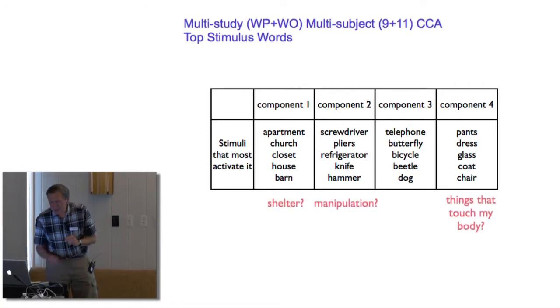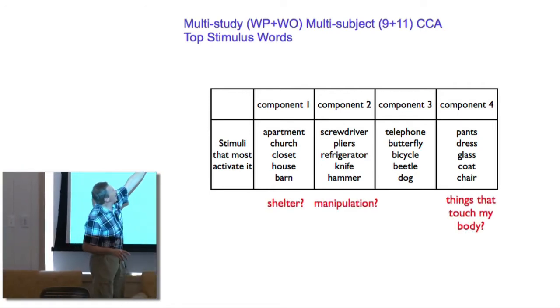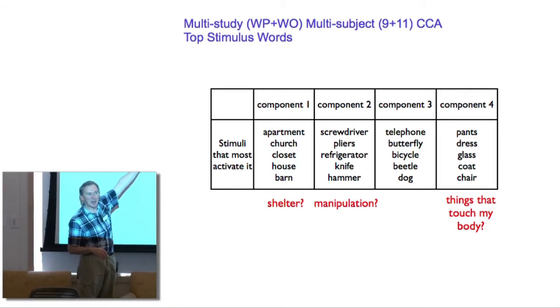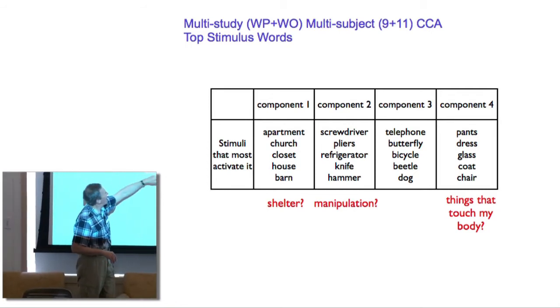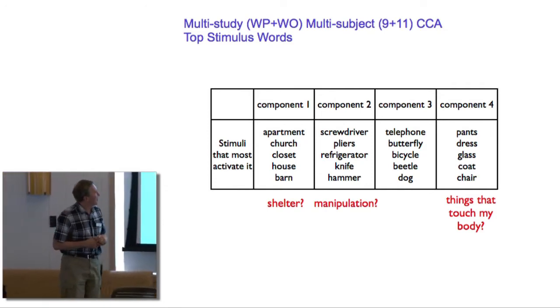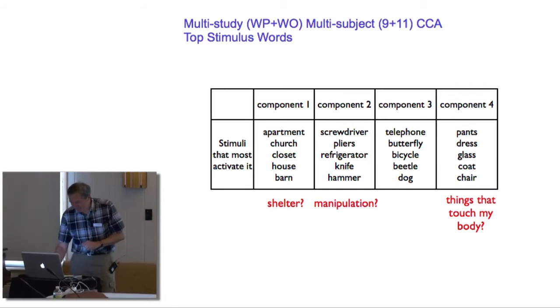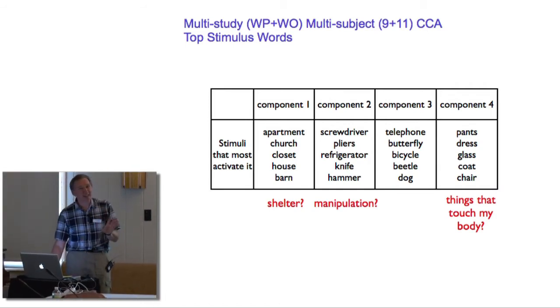I'm not sure how to name them, but maybe I would call this one shelter. These are things I can go inside and hide. Maybe I would call this one stuff I can manipulate. I don't know what to call the third one. Weird collection of stuff. Okay, but that's one way of looking at these components.